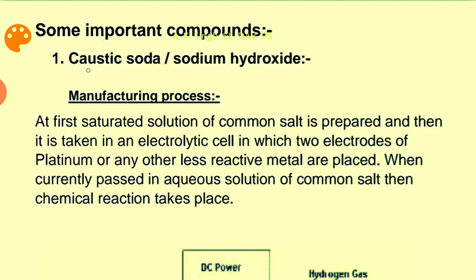Now, the first important compound is caustic soda. It is known as sodium hydroxide. Its formula is NaOH. Now, the manufacturing process. What is the manufacturing process? It is manufactured by an electrical process.